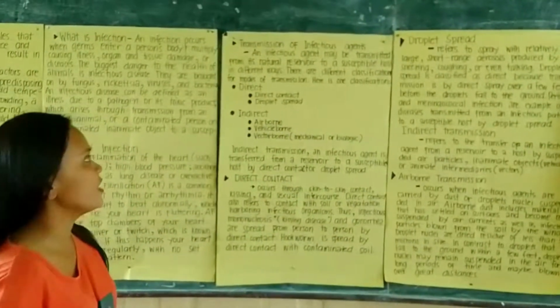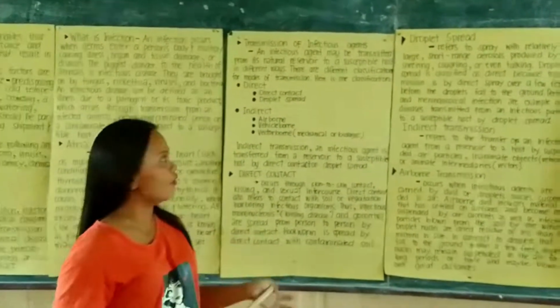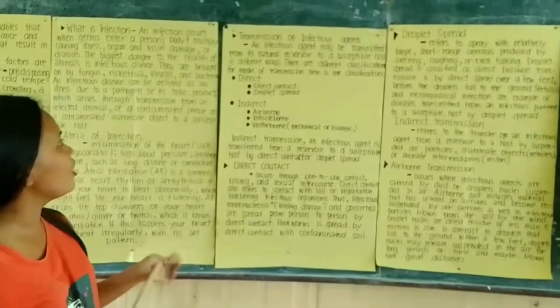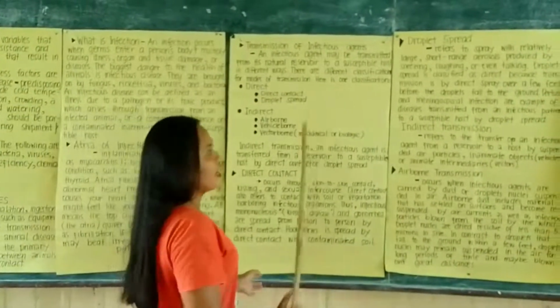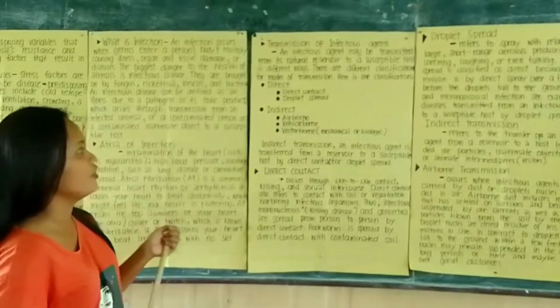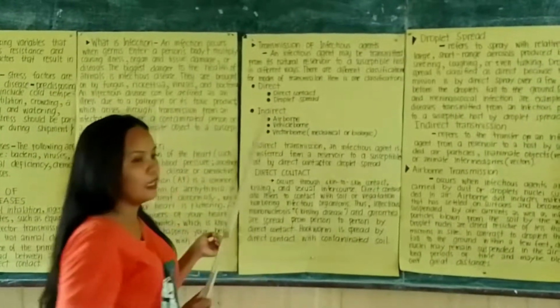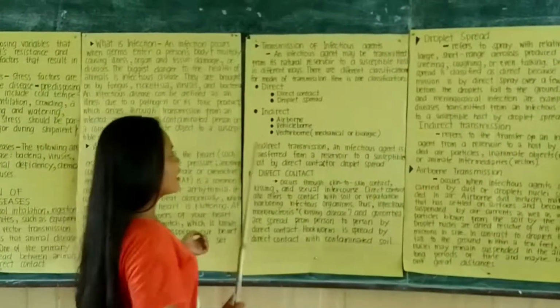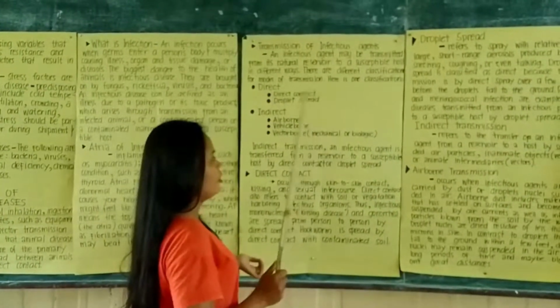Transmission of infectious agents. An infectious agent may be transmitted from its natural reservoir to a susceptible host in different ways. There are different classifications for mode of transmission. Here are the classifications: the direct classification and indirect classification. Under direct classification are direct contact and droplet spread. And in indirect classification, the airborne, vehicle-borne, and vector-borne, mechanical or biological.